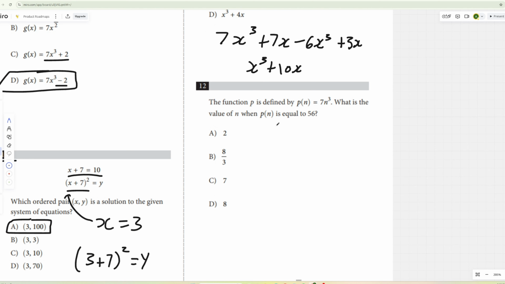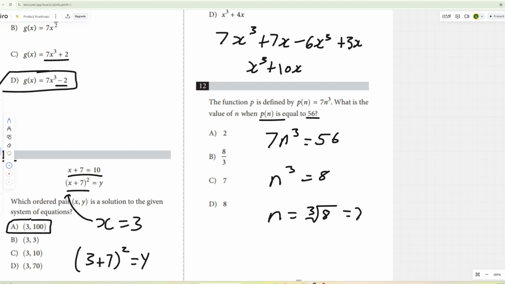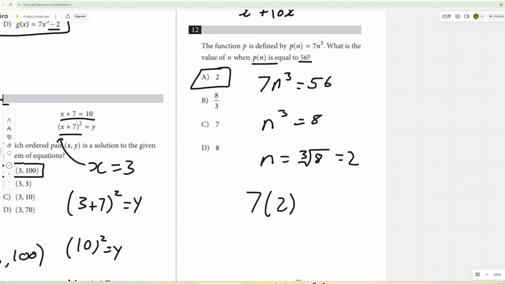Next question, 12. The function p is defined by p of n equals 7n cubed. What is the value of n when p of n is equal to 56? Okay, well, 7n cubed equals p of n, but they want p of n to equal 56. So now I get n cubed equals 8, right? I divide both sides by 7. So what's the cube root of 8? It equals 2. We can even put this back in, right? 7 times 2 cubed is just 7 times 8, which is 56. Boom.